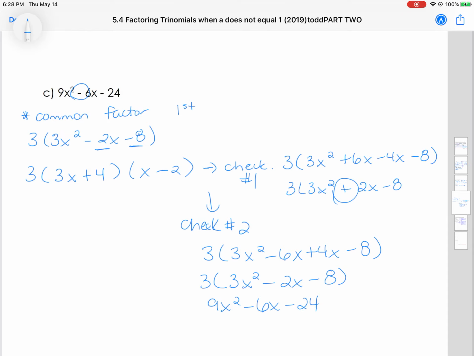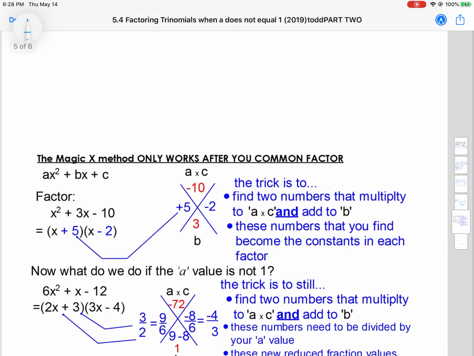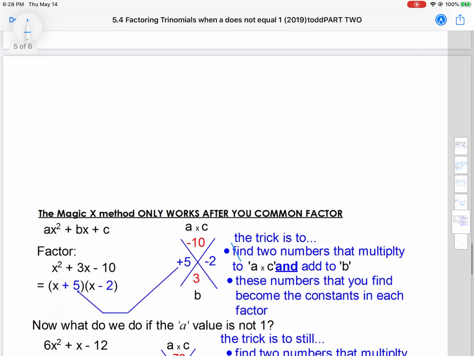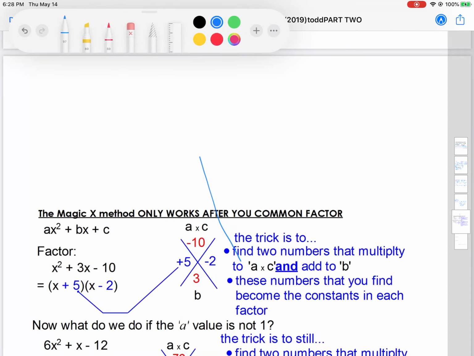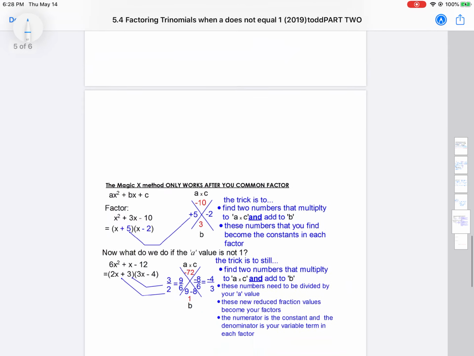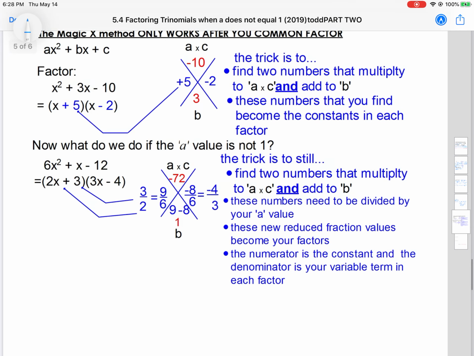There we go, and we have the right answer. Okay, so the last method is called Magic X. In Magic X, it is very important that you common factor first. If you don't common factor in decomposition or guess and check, you can common factor after you've already got your two binomials. You can do it then too. We don't recommend that as math teachers, but you certainly can do that.